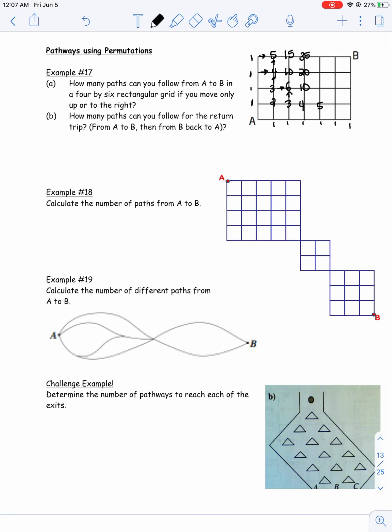So 1 plus 4 is 5. 5 plus 10 is 15. 20 plus 15 is 35. 35 plus 35 is 70. 1 plus 5 is 6. 15 plus 6 is 21. 21 plus 35 is 56. 56 plus 70 is 126. 1 plus 6 is 7. 7 plus 21 is 28. 28 plus 56 is 84. And those 2 numbers finally add up to the intersection being 210. And that's your final answer.